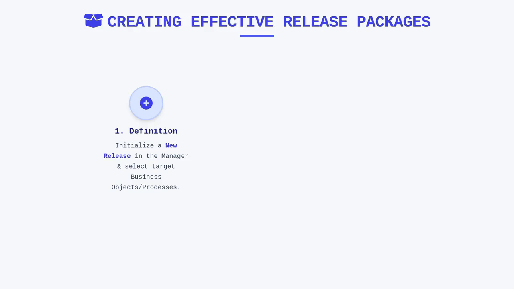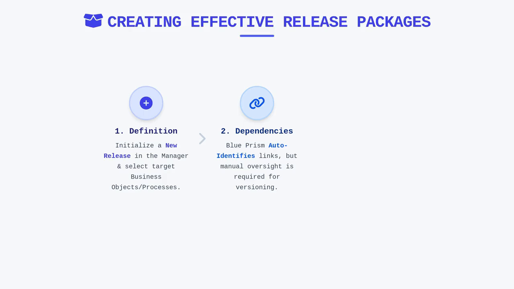Creating an effective release package requires a methodical approach to component inclusion. You begin by creating a new release within the manager and defining which items, such as specific business objects or processes, should be included. It is crucial to remember that Blue Prism automatically identifies dependencies, but you must oversee this process to ensure that only the correct versions are shipped.